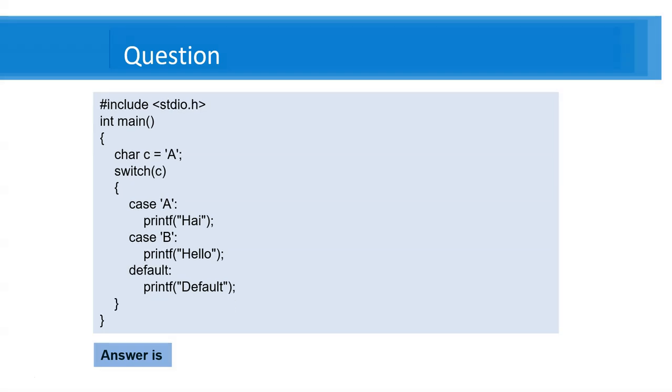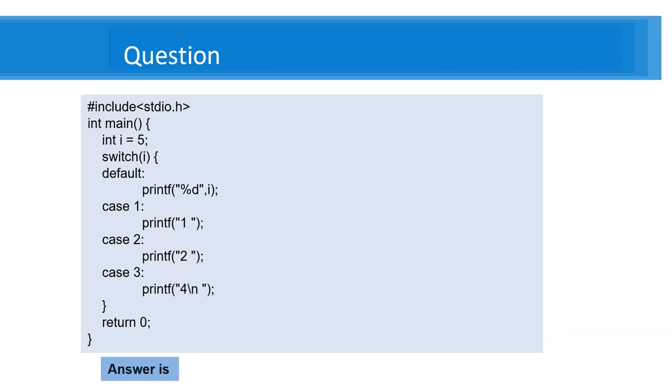Next one, character C is A, switch on C. You have case A is hi, case B is hello, and then default is printing default. You can guess your answer first. Okay, so now we'll discuss the answer. It jumps to case A, right, which is the first choice. There is a hi. There is no break there, so it prints hello. There is no break there, so it prints default. So hi, hello, default would be the answer for this question.